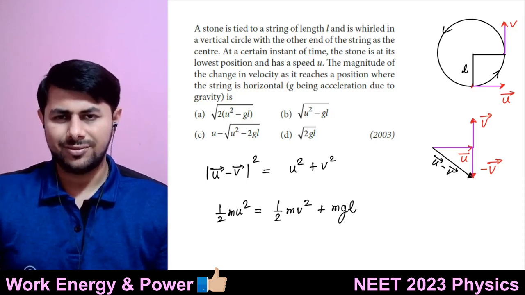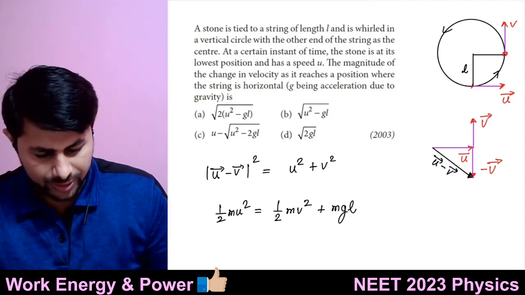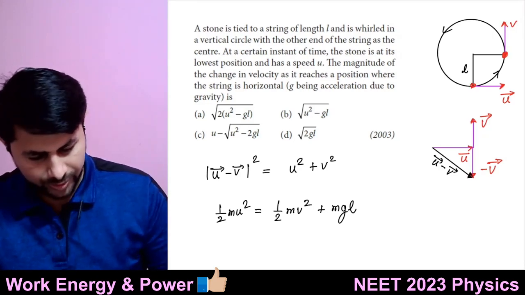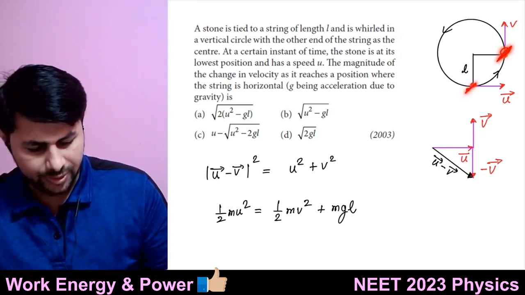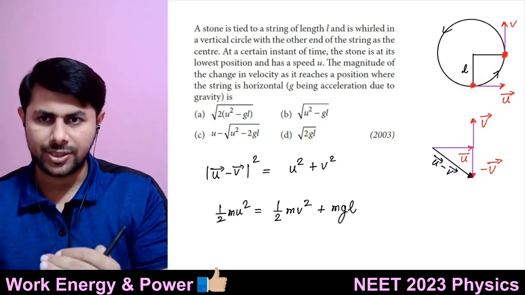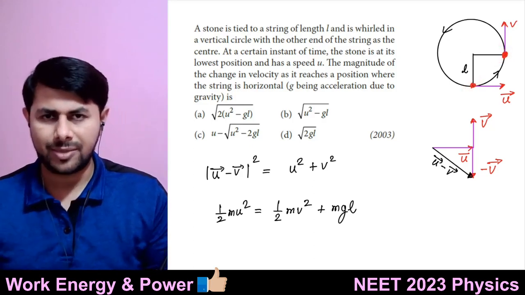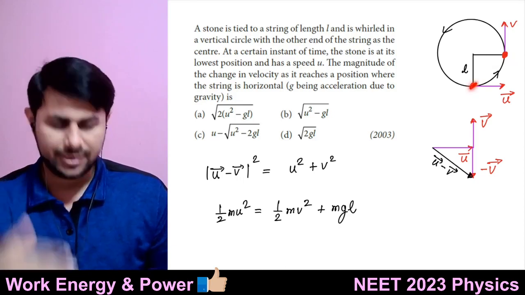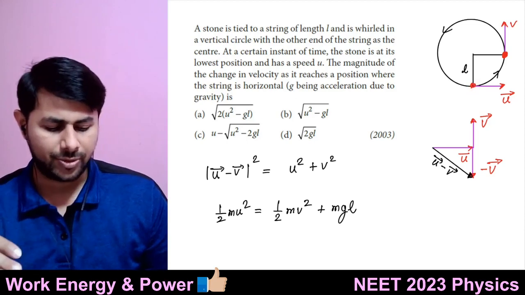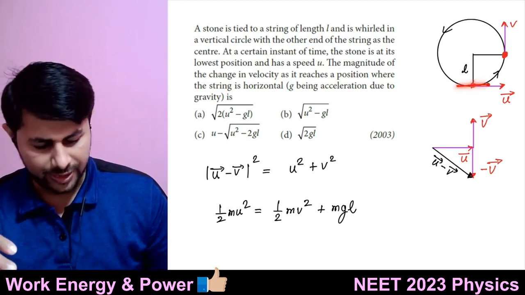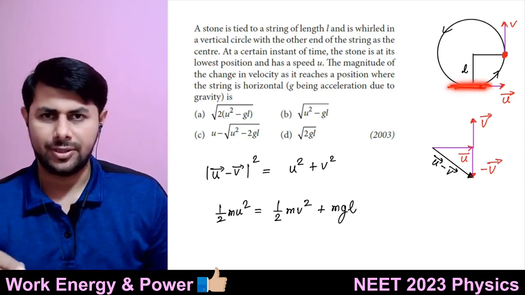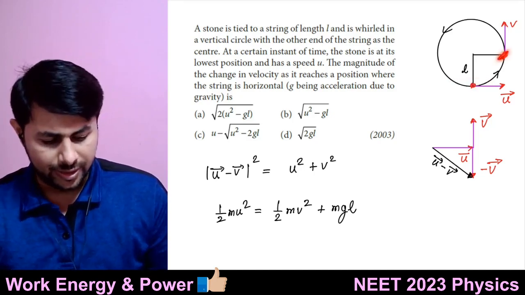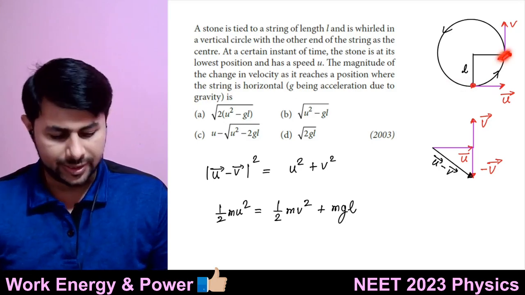Can we say this? Suppose there is a stone that goes from this height to this height. It loses its potential energy, and part of that potential energy gets converted to kinetic energy. Let's suppose it has zero potential energy at this point. So its kinetic energy at this point is equal to what? The sum of potential energy and kinetic energy at this point.